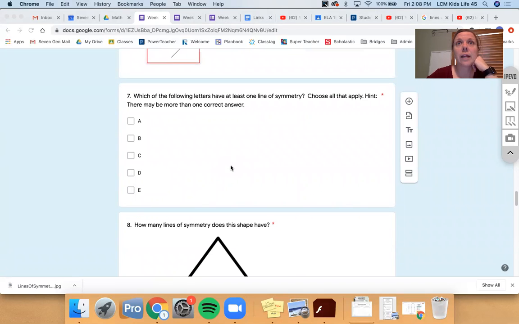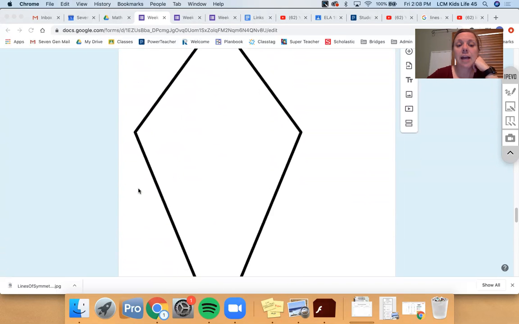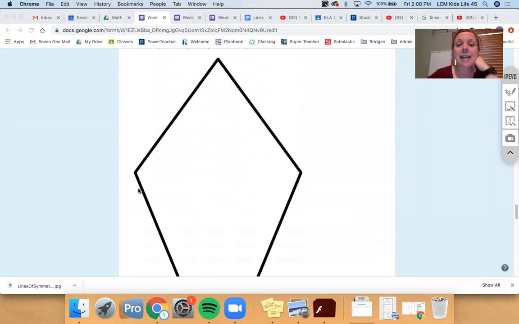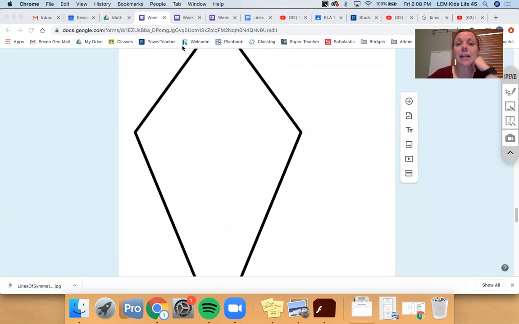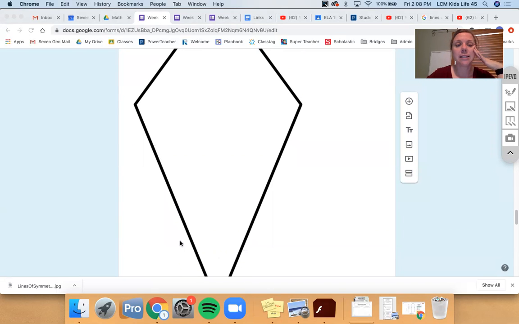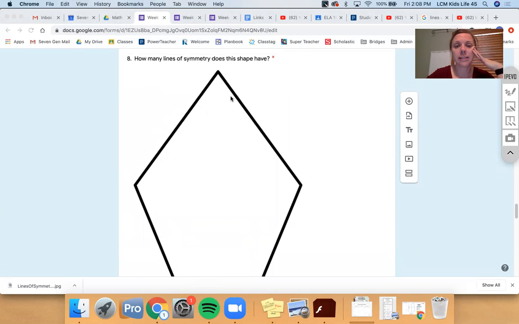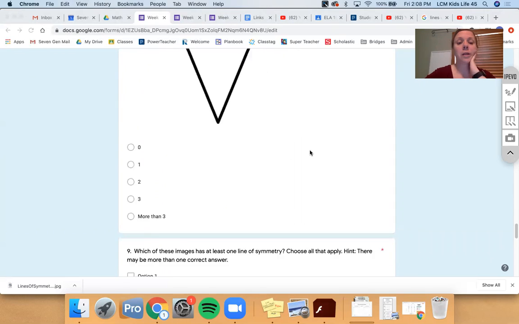Which of the following have at least one line of symmetry? And you have to look at the letters. And then how many lines of symmetry does this have? Keeping in mind that it is not an equal-sided. It's not a square, which is equal-sided. This is clearly longer than this, okay? So the only way you'd be able to fold that symmetrically would be one way down the length of it.